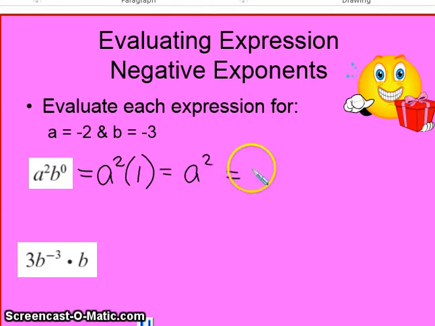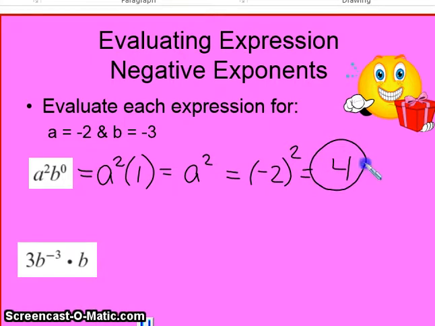Now since a is negative 2, I will plug negative 2 in. Make sure you use those parentheses, they're important, and square it. So that would be the same thing as negative 2 times negative 2, which is a positive 4. So that is my solution.